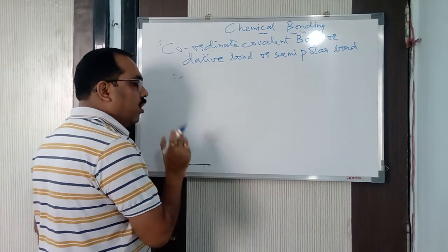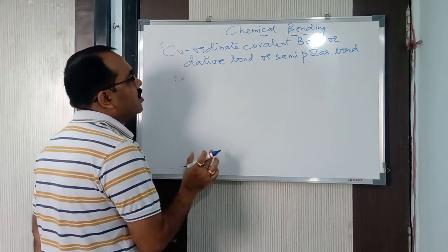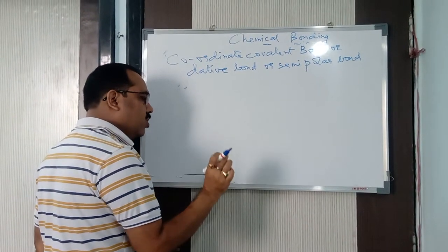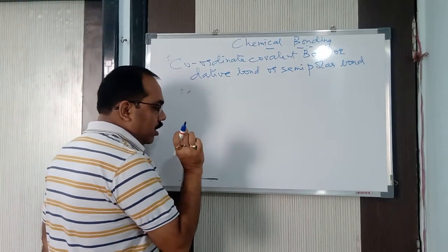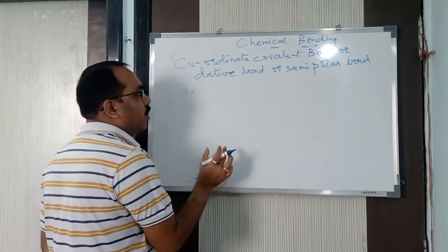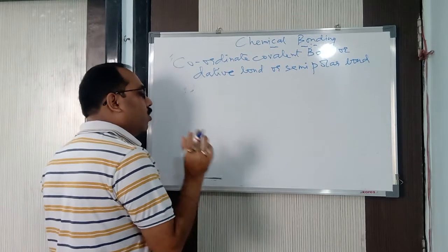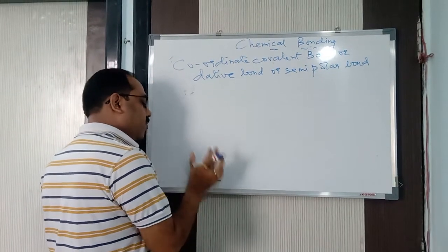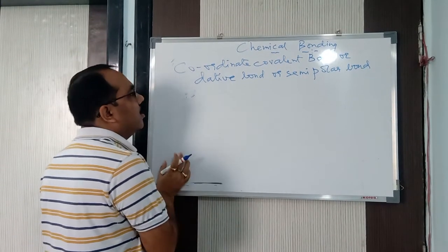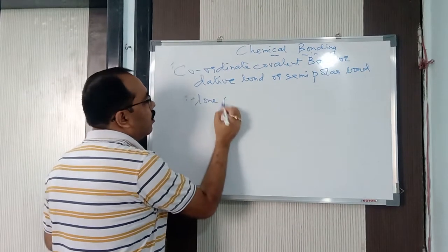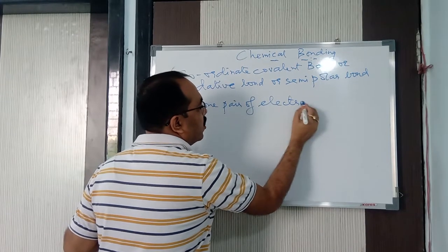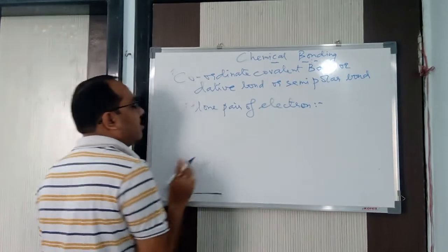So what is then a coordinate covalent bond? How can we define it? A coordinate covalent bond is a bond formed when the lone pair of electrons gets transferred from the central atom to the surrounding atom, which has a deficiency of electrons. Now here I have used the word lone pair of electrons. You can get my definition in the notes.